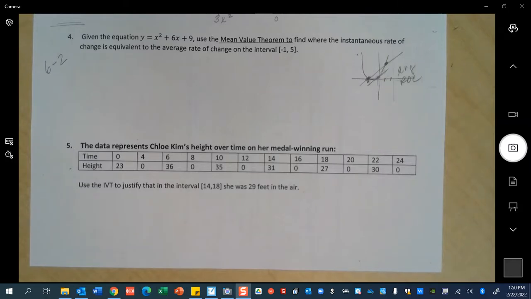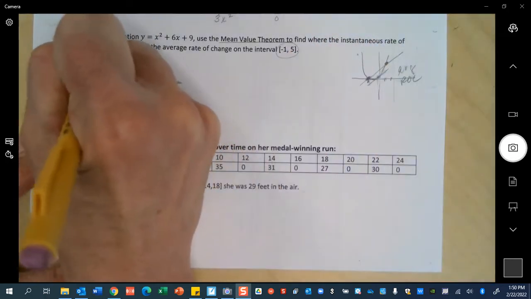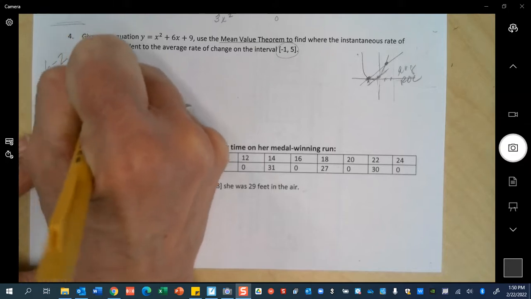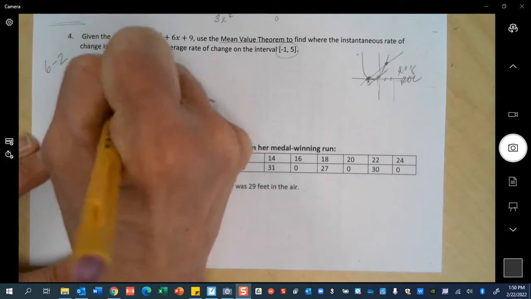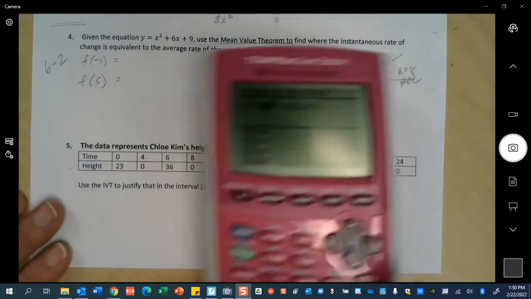If the average rate of change exists on an interval, there's going to be a time between those two x values where your instantaneous rate of change is the same as that mean value. So we can do that two ways. First of all, we figure out what is the value of the function at each point of my interval. And hey friends, if you haven't figured this out yet, let me be the first to tell you.